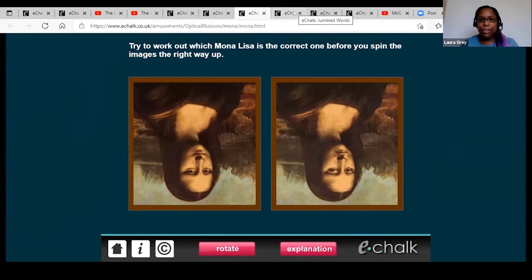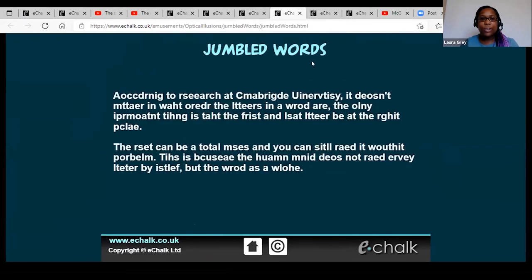Okay, let me show you another one. So this one, I'm going to give you a few moments to read this. Okay, so I want you to, it looks jumbled up, but have a go at reading it.